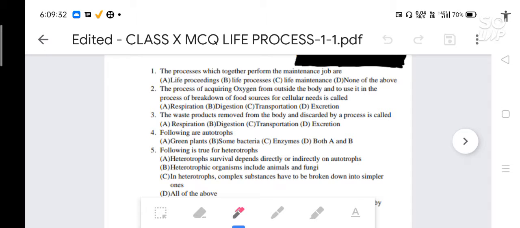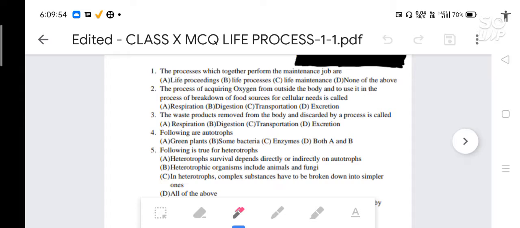Today we will discuss the important questions of life processes of class 10. So these are the important MCQ questions. So let's start. The first question is: the processes which together perform the maintenance job are called life proceeding, life processes, life maintenance, or none of these.